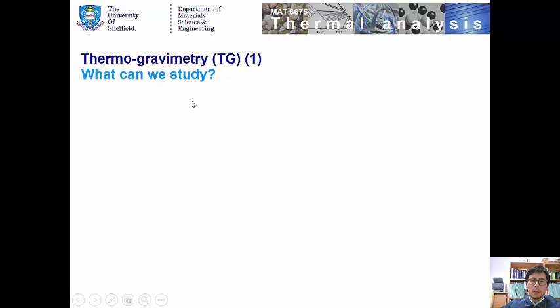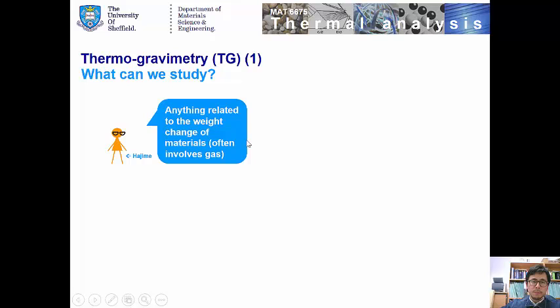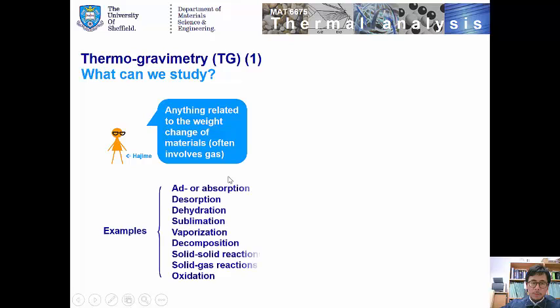So, what kind of things can we study using TG? Well, since this is a technique to record the weight of a sample, any event related to weight change can be studied. Some of the examples are shown here. Absorption, adsorption, dehydration, vaporization, sometimes solid-solid reaction can be studied because they can generate gas as a result of reaction.